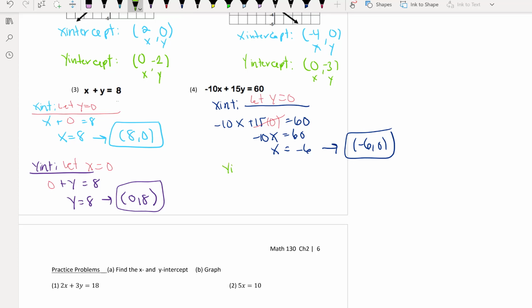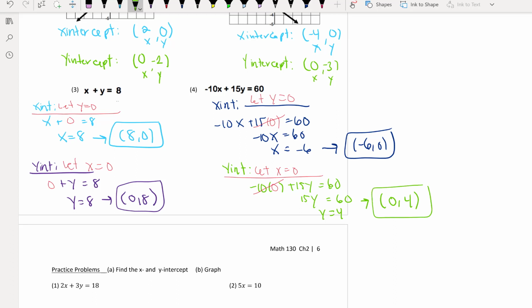Now, let's say you want to get the y-intercept. That's where you're going to let your x value equal 0. So I'm going to have -10, and that x value now is 0, plus 15y is equal to 60. So 0 times anything is just 0. So you have 15y is equal to 60. Then 60 divided by 15 would give you 4. So your y-intercept would be 0, 4.